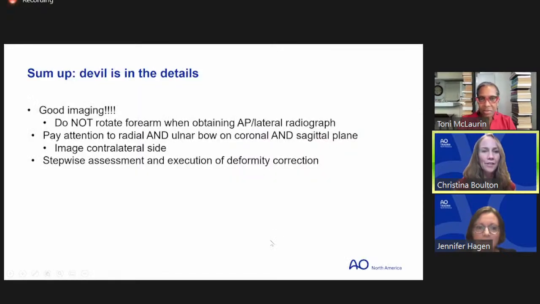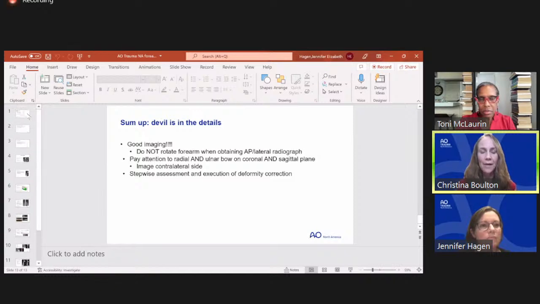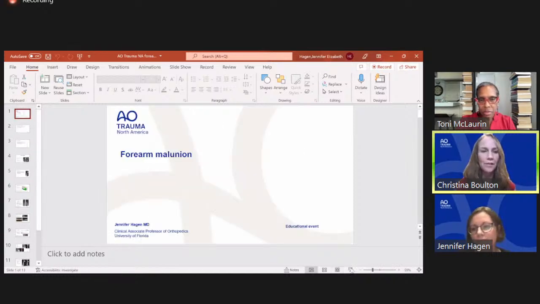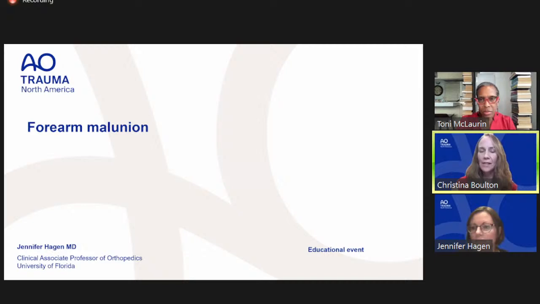And so one quick question while Jen loads up her images. She's going to talk to us about malunion, which is closely related, maybe an even worse problem or a harder one to fix. But one quick question for you, Toni, just actually for me: what do you do with patients who are smokers? Do you make them quit before you deal with their non-union? Do you test them, or do you just go forth and conquer?